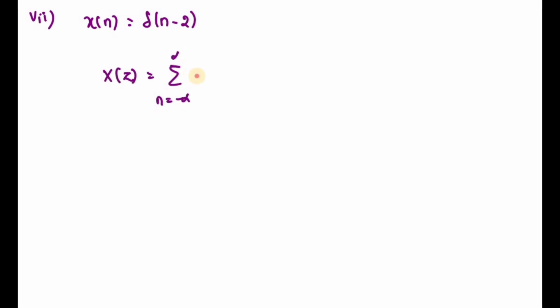So next, seventh problem, x of n is equal to del of n minus 2. Okay. So x of z is equal to summation n is equal to minus infinity to infinity del of n minus 2 z power minus n. So if I substitute n is equal to 2, del becomes 1. So it has to be z power minus 2.